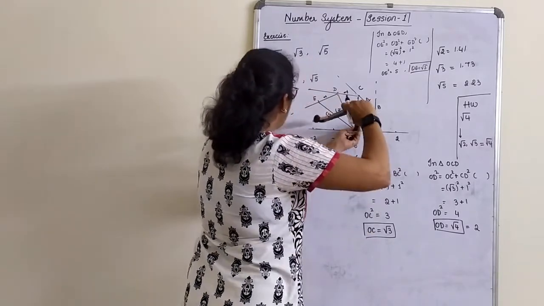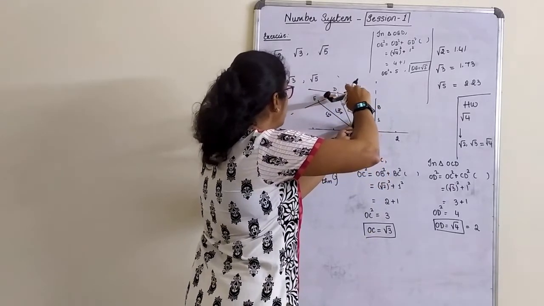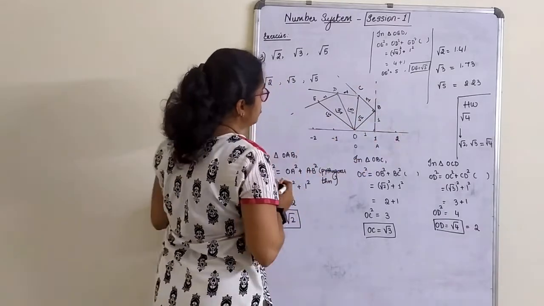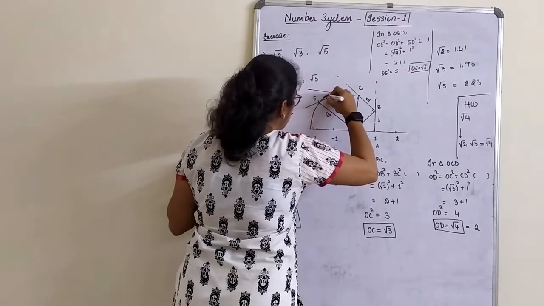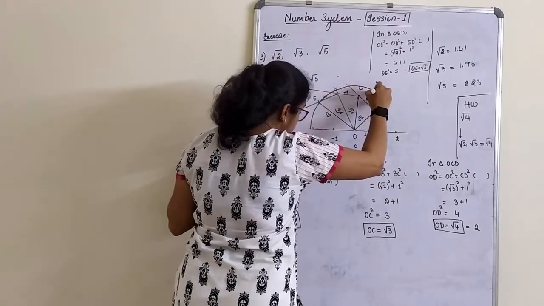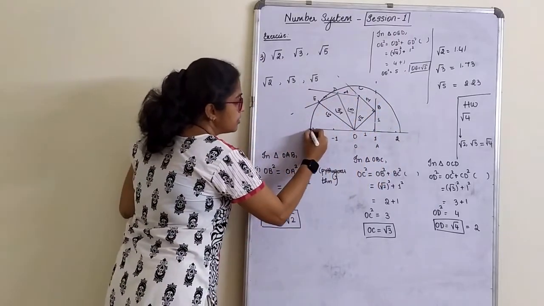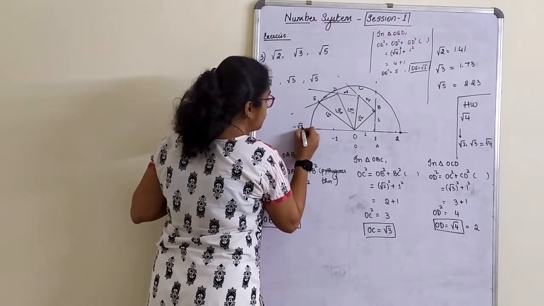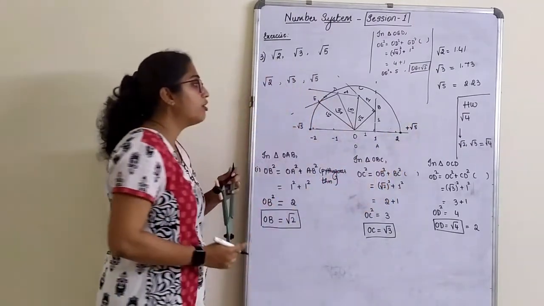Keep your compass on O. So it has to cross 2.23 on the scale, which comes out here. Yes. As I have told, my arc might not come clearly now. We will try to draw it. Okay, we got it. So this point and this point are minus root 5 and plus root 5 on the number line.